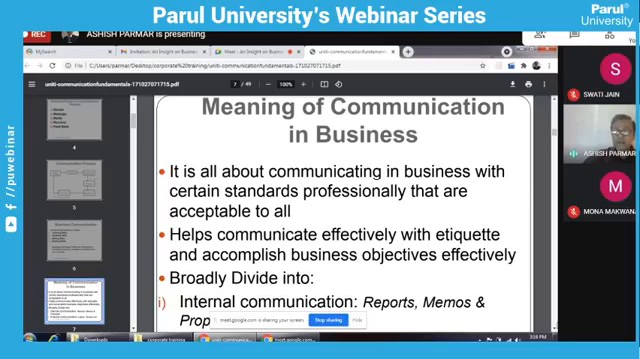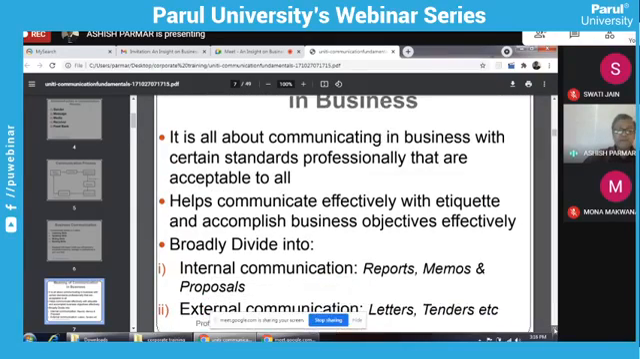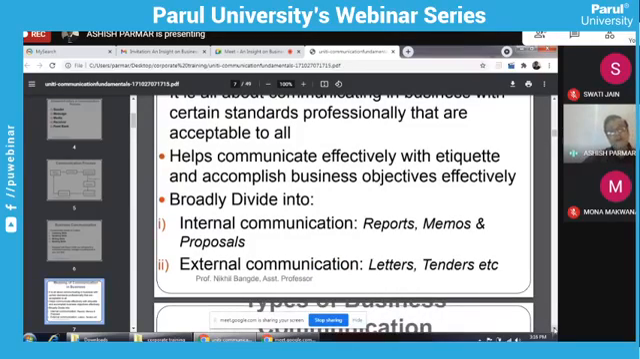Communication is broadly divided into two main categories: internal communication and external communication. Now, what do we mean by internal communication? Internal communication in a business environment is the communication which is within the organization or within a department. The reports we send, the memorandums, the notes and proposals, the basic communication between people who are working under one umbrella. That is called internal communication.